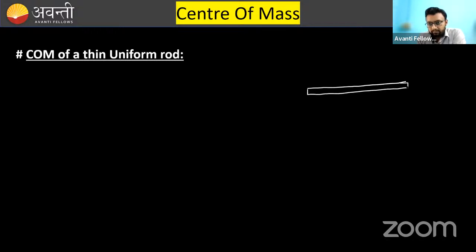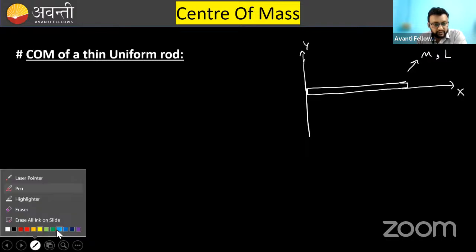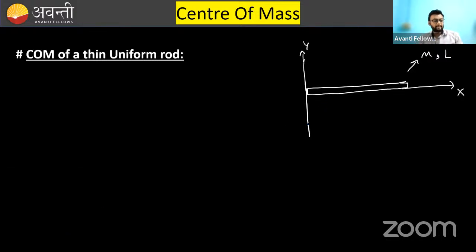Let's suppose this is a thin rod. This thin rod has a mass m and total length of L. This is our y-axis and this is our x-axis. Try to summarize things in your mind. Try to learn the steps, what we will do here. What I need to do is locate the center of mass of this rod.